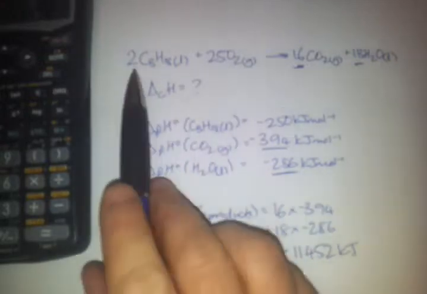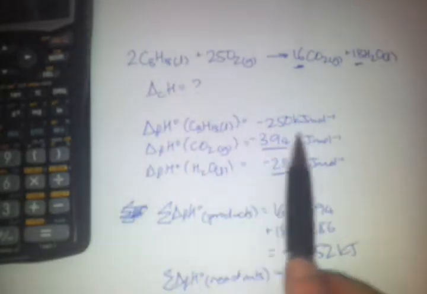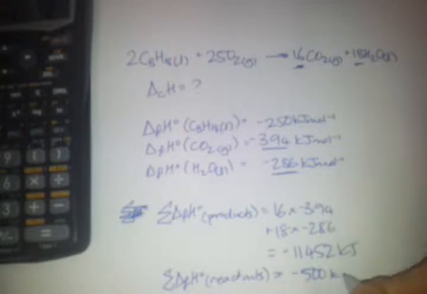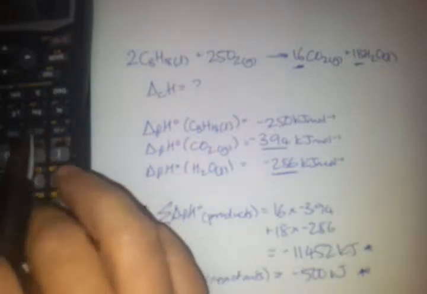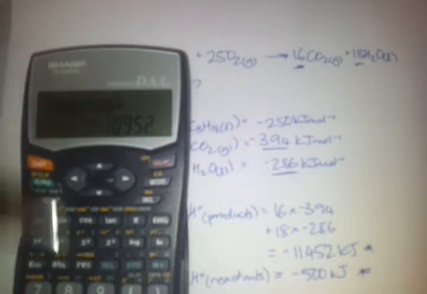And there's 2 of these, so I can automatically go, oh, that's negative 500 kilojoules. So now I just have to go this number minus this number, and I'll have my answer. So negative 11,452 minus negative 500, so that's the same as adding, so plus 500, and I get my answer of negative 10,952 kilojoules.